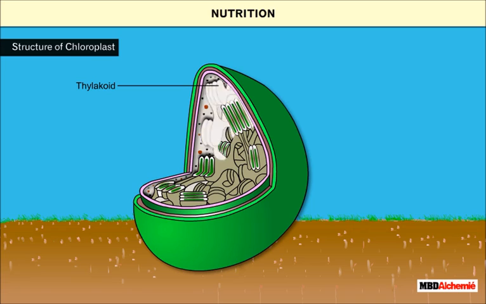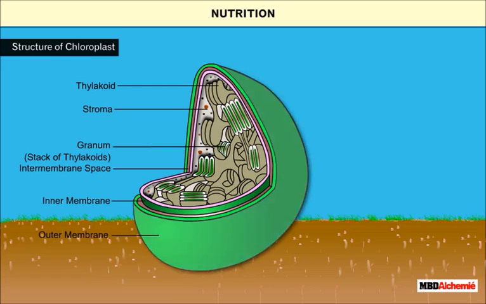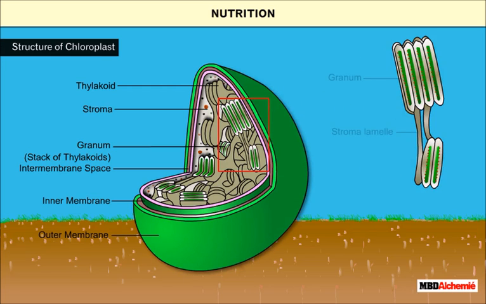Thylakoid is a disc-shaped structure placed one over the other. The fluid inside the chloroplast is known as stroma. The stack of thylakoids is called granum. The space between the outer and inner membrane is called the intermembrane space. A zoomed granum shows its structure, with lamellae that connect two grana.